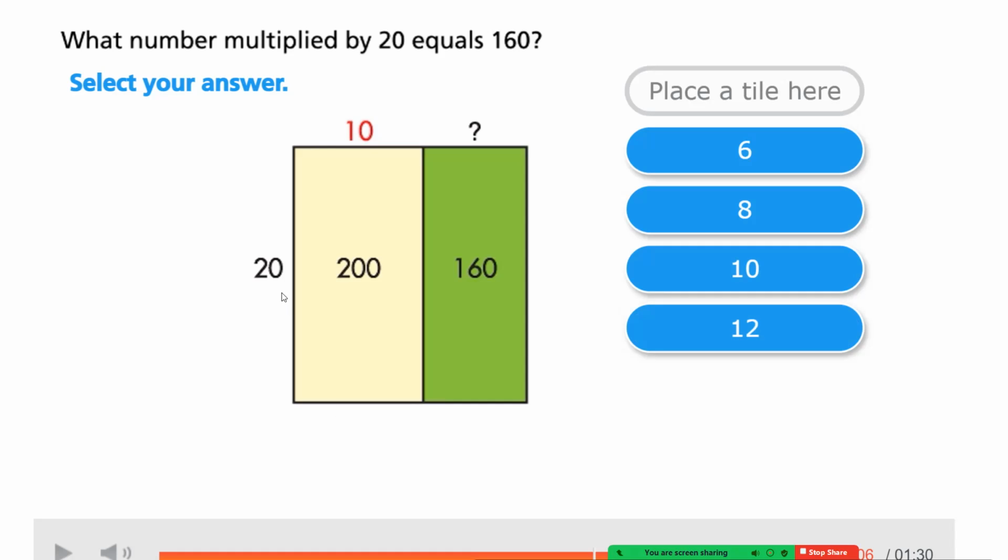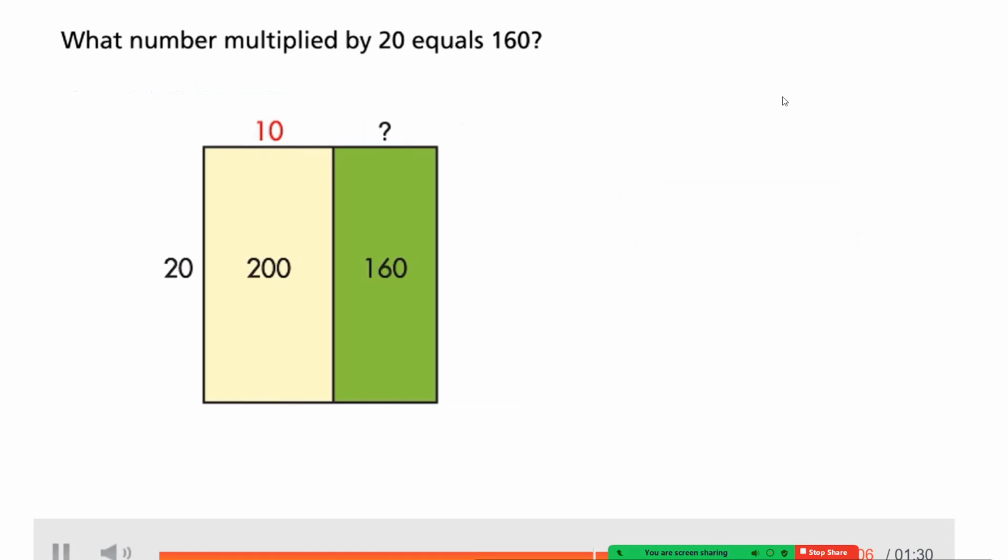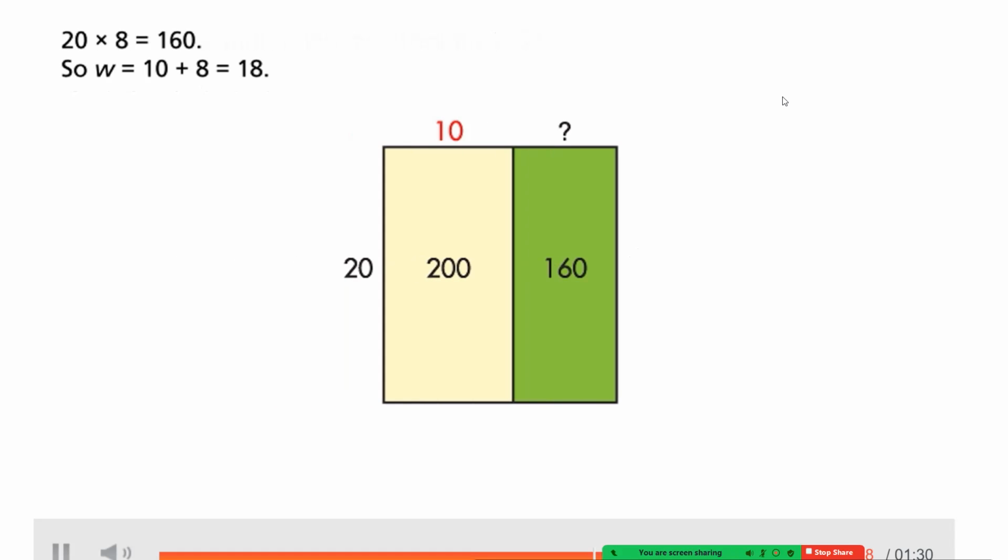So it can't be the 12. 20 times 8, well, I know 2 times 8 is 16. So 20 times 8 would be 160. 20 times 8 equals 160. So W equals 10 plus 8 equals 18.